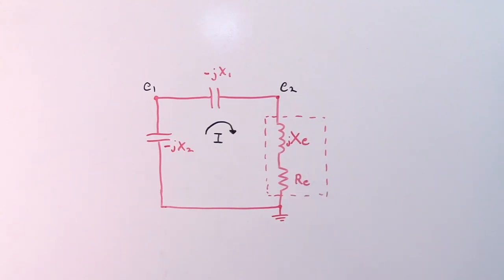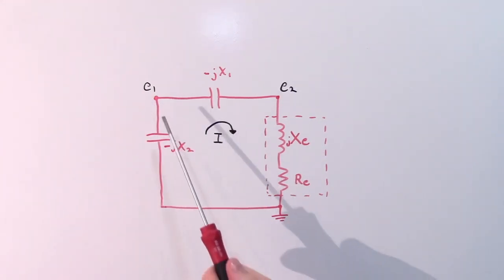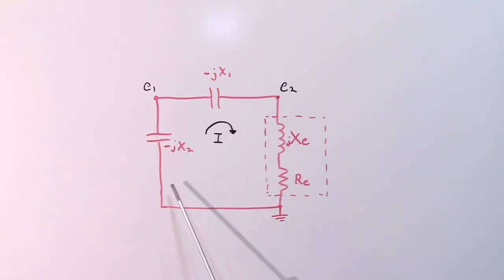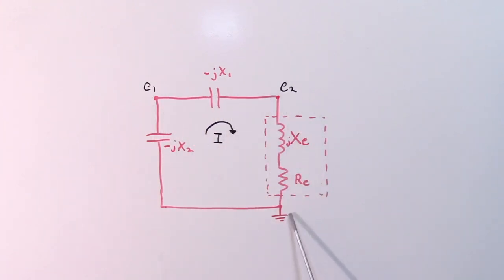Now when a voltage is applied to the input, there's going to be some current I that goes through this circuit, and some of it's going to go down here through C2 to ground, and some of it will go through C1 and the crystal to ground. So let's just throw some numbers out there.